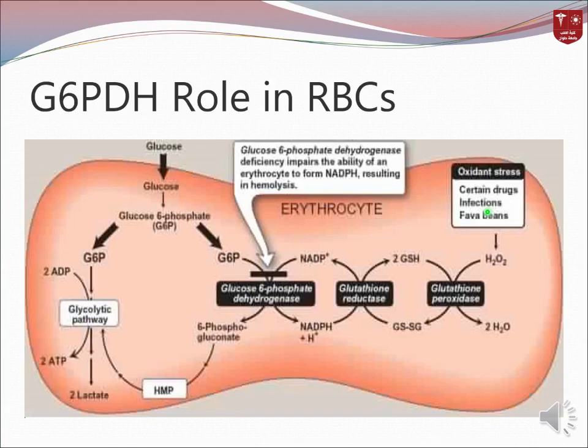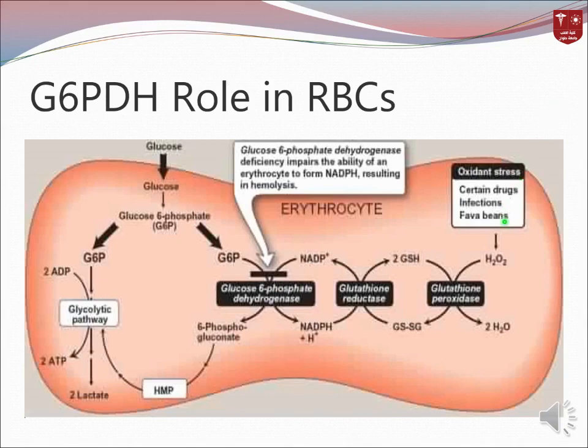Why does infection increase the oxidative stress? Because we said before that phagocytosis produces superoxide free radical. So any infection will increase the rate of hemolysis in case of G6PD deficiency. Okay, fava beans will induce hemolysis. Why do fava beans induce hemolysis? Because they increase the production of ROS.